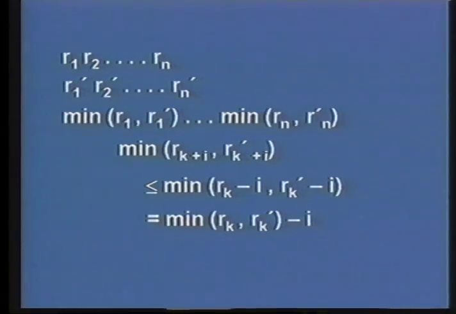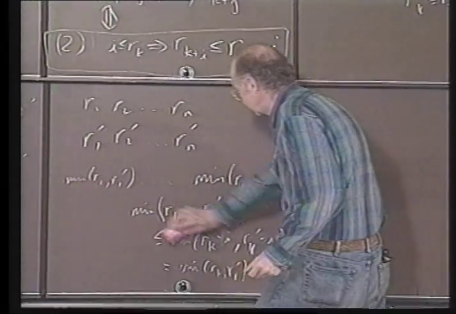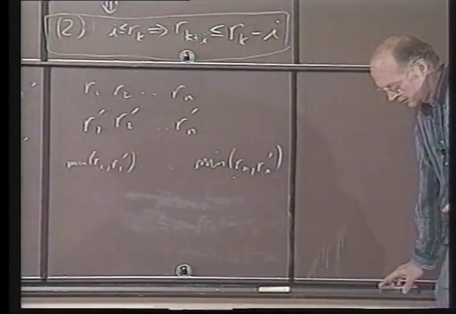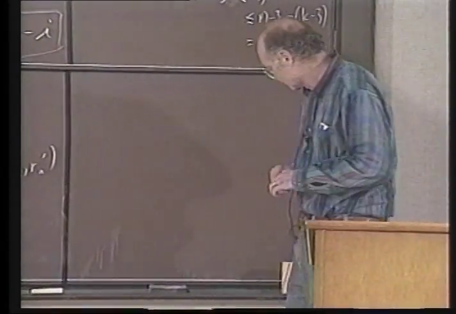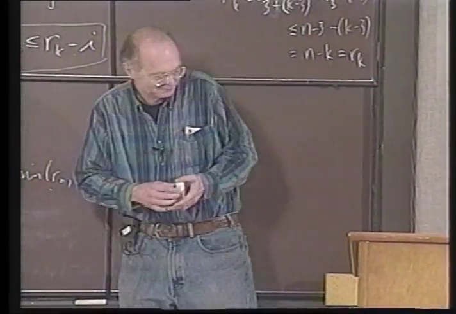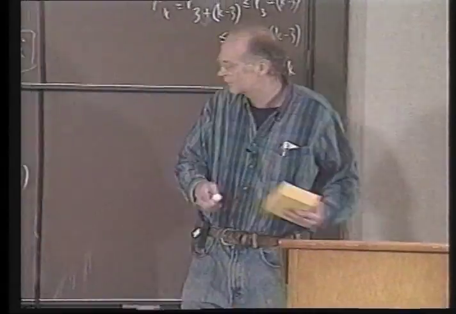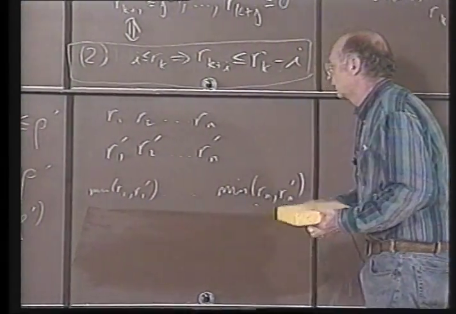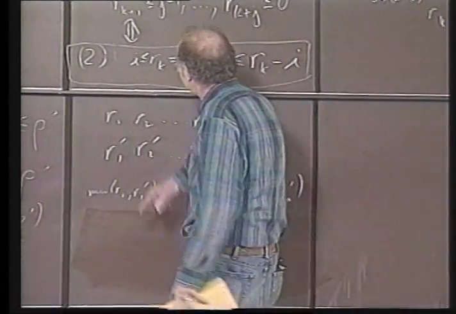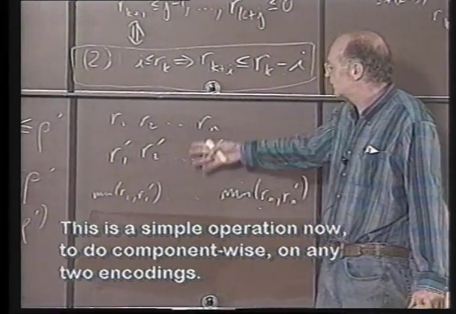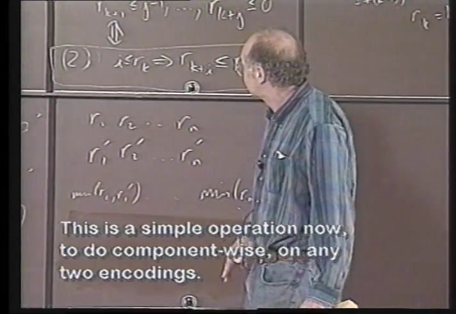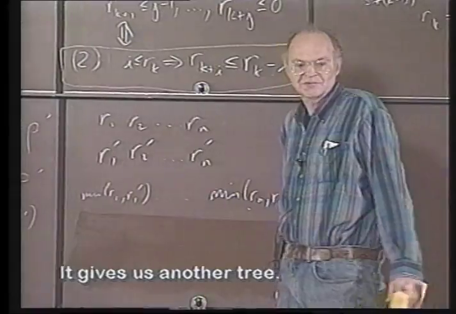So in other words, if these two conditions hold, then it also holds for the minimum. It doesn't hold for the maximum. We'll talk about the maximum in a minute, but it certainly holds for the minimum. Okay, so in other words, this is a simple operation now to do component-wise on any two encodings, and it gives us another tree. So that's a binary tree.